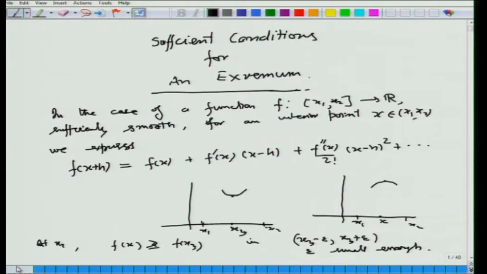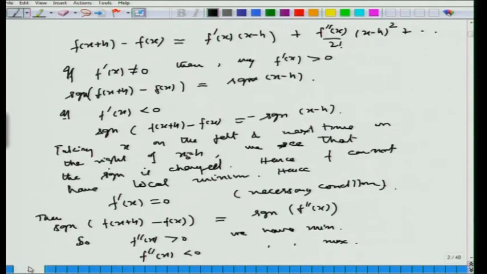And so, in this case, if f double prime is also 0, then we see that we have to go to higher order derivatives to check the sign of f of x plus h minus f of x. In the same manner, for the functional we will have to go to higher order variations in this case.